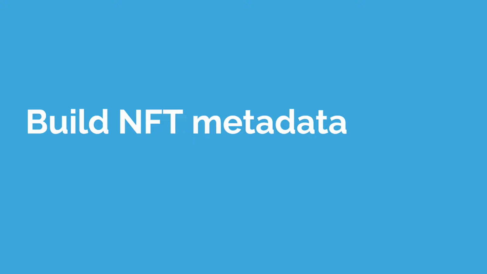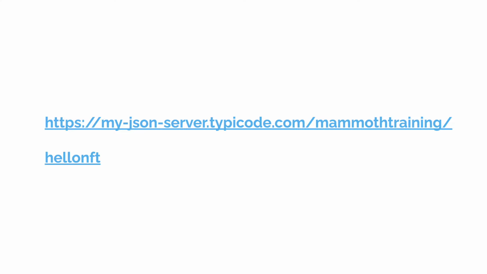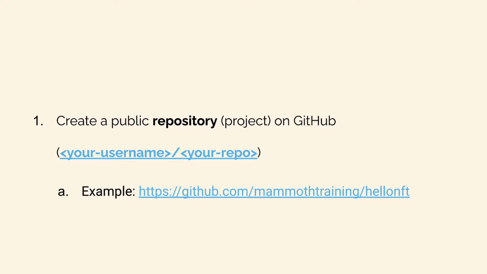All right, our next step is going to be to build the NFT metadata. So defining what the NFT details are. You can use pre-made token metadata by going to myjsonserver.typicode.com, and we have some metadata that we've already built. Or you can create your own metadata. For that, you need a public repository on GitHub, and we've included an example of a repository, the repository that we're using for this project.